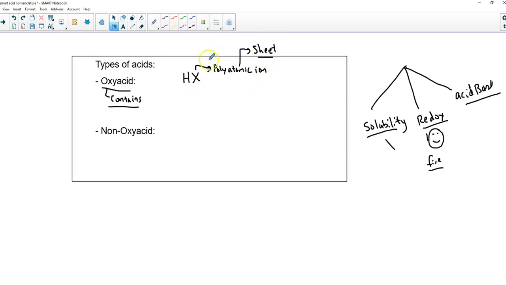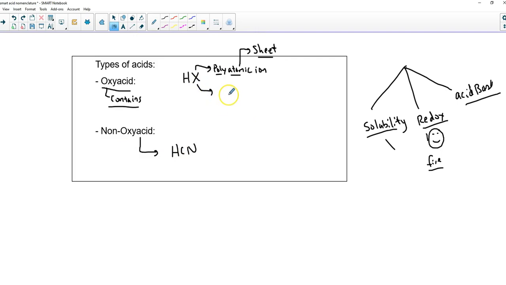But keep in mind, there are very few of the many-atom ions that don't contain oxygen. One of them is HCN. This one here is a non-oxy acid, so we'll highlight that one in a moment. So, types of acids: we have oxy acids and non-oxy acids, and in this case, just this guy here is going to be an oxy acid.